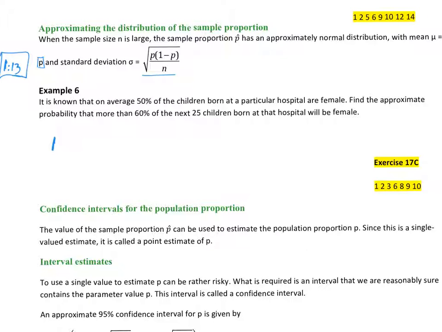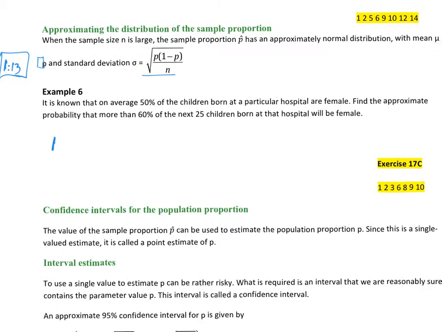Okay, so look, it really is a fairly straightforward application of that. We're saying that on average, 50% of children born at a hospital are female. Find the approximate probability that more than 60% of the next 25 children born at that hospital will be female. So there's the sample that I'm going to take, and there's my probability of a female being born.